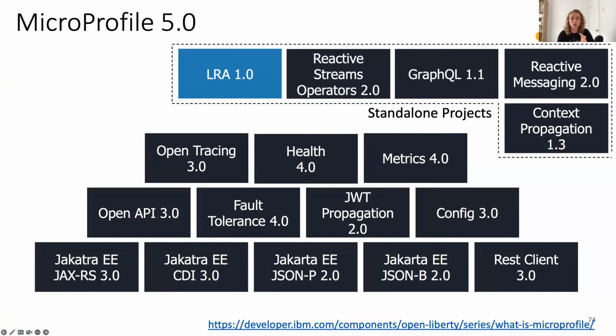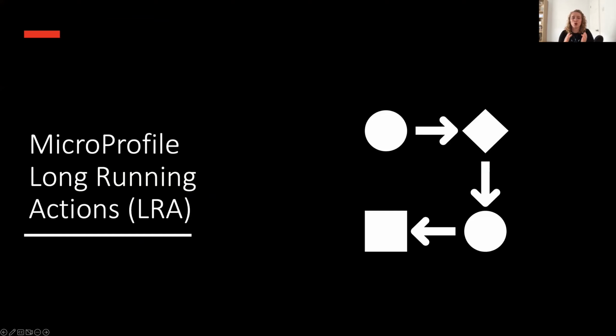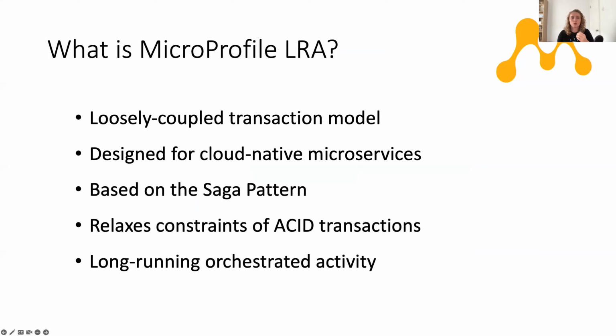But the one I'm going to be focusing on today is this LRA API. Again, we just love acronyms. So LRA stands for Long Running Actions, and it is a standalone project from the MicroProfile community. So what is MicroProfile LRA? Really, this is designed with loose coupling in mind, designed for cloud-native microservices. It is based on the Saga pattern, and it uses those more relaxed BASE style guiding principles rather than ACID style transactions. And it is designed to help you coordinate long-running activities, long-running actions, hence the name.